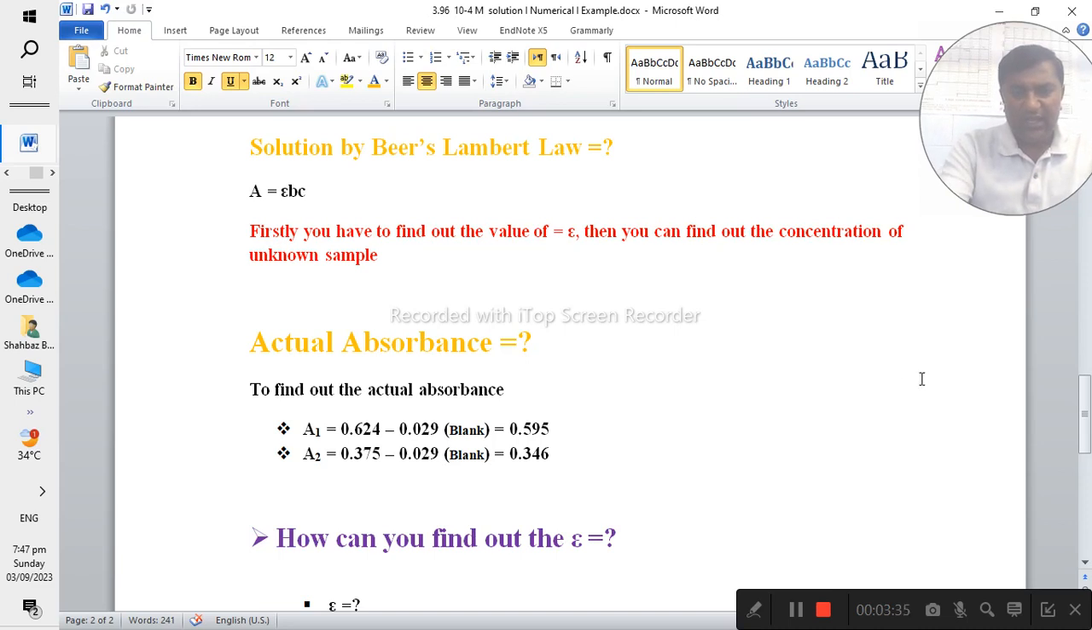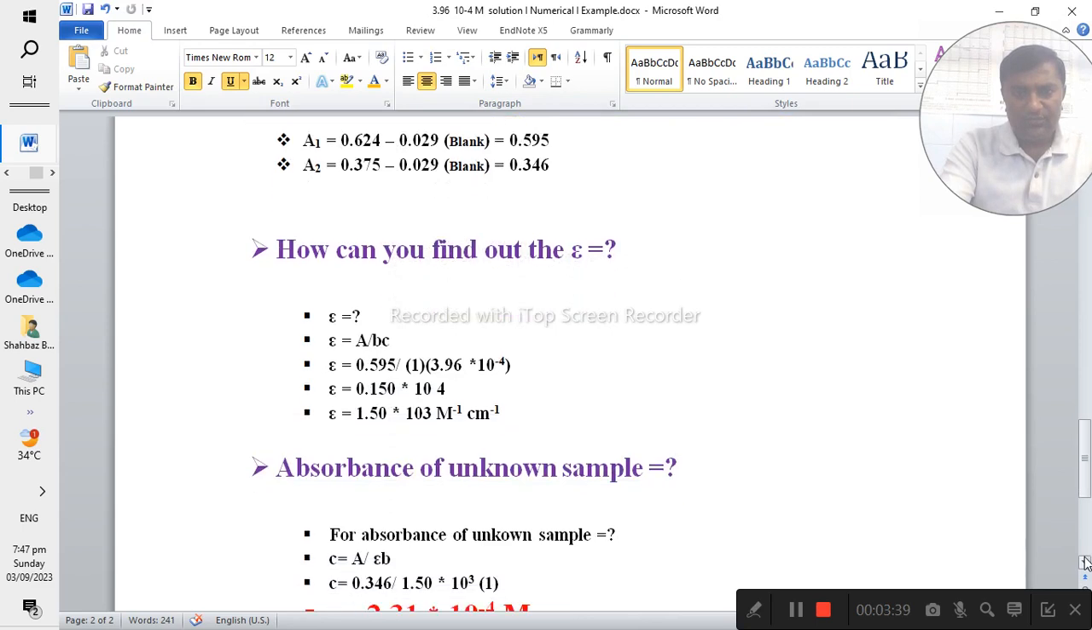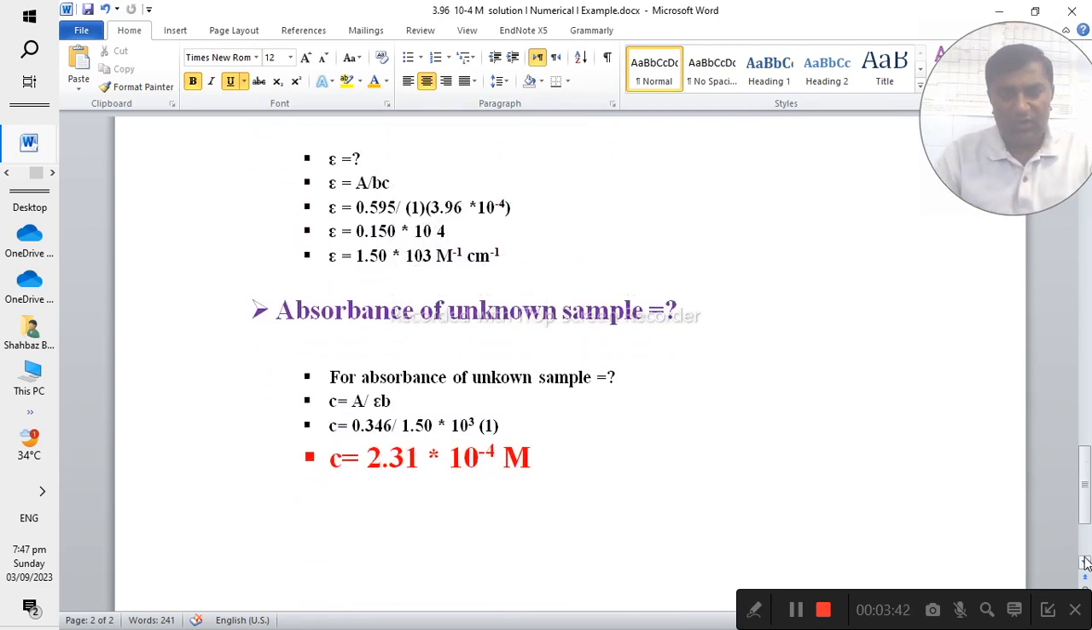And how can you find out ε? This is the formula: ε is equal to A over bc. You put in the values 0.595 over 1 × 3.96 × 10^-4. Then you find that ε is equal to 1.501 × 10^3 per molar per centimeter.